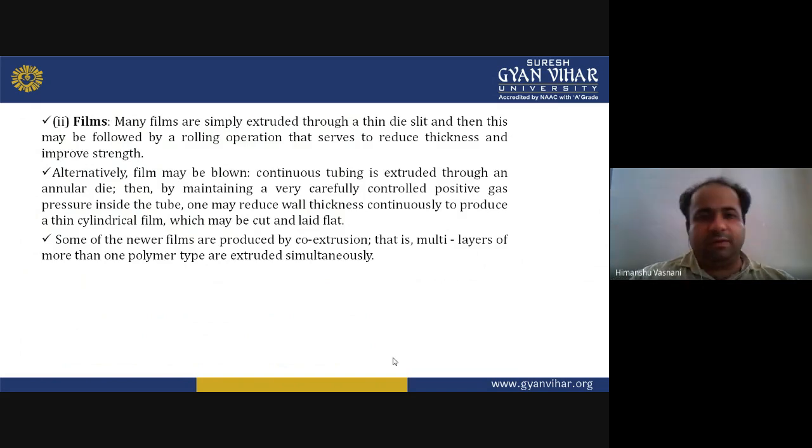Alternatively, a film may be blown, continuously extruded through another die, while maintaining a very carefully controlled positive gas pressure inside the tube. So one may reduce wall thickness continuously to produce a thin cylindrical film which may be cut and laid flat. Some of the newer films are produced by co-extrusion, that is, multiple layers of more than one polymer type extruded simultaneously. For these films, just remember that many films are simply extruded through a thin die slit, and then this may be followed by a rolling operation that serves to reduce thickness and improve strength.